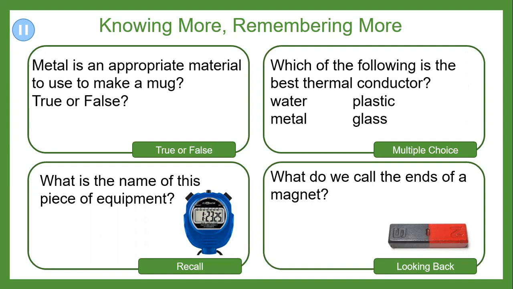Number 3, what is the name of this piece of equipment? And number 4, what do we call the ends of a magnet? You can pause the video here and write down your answers on a piece of paper.